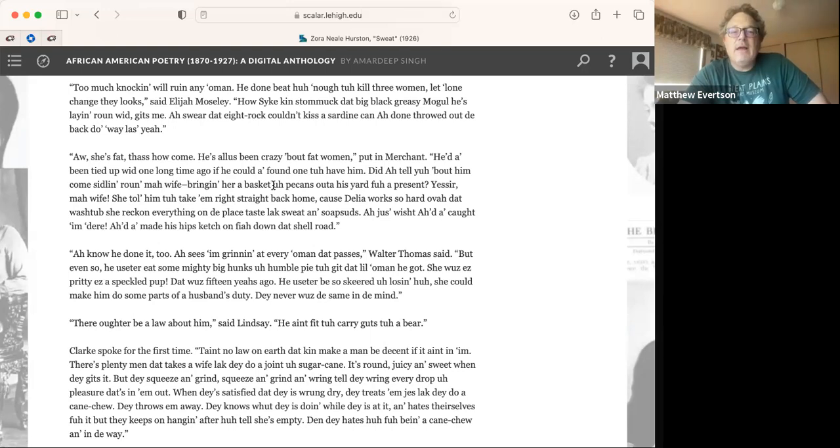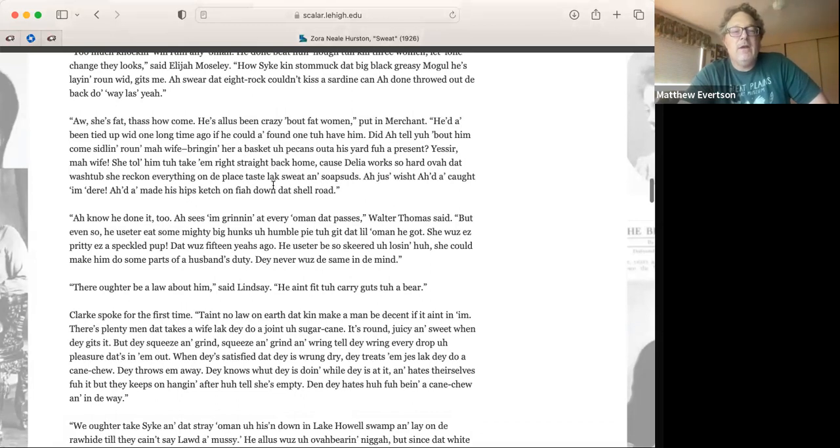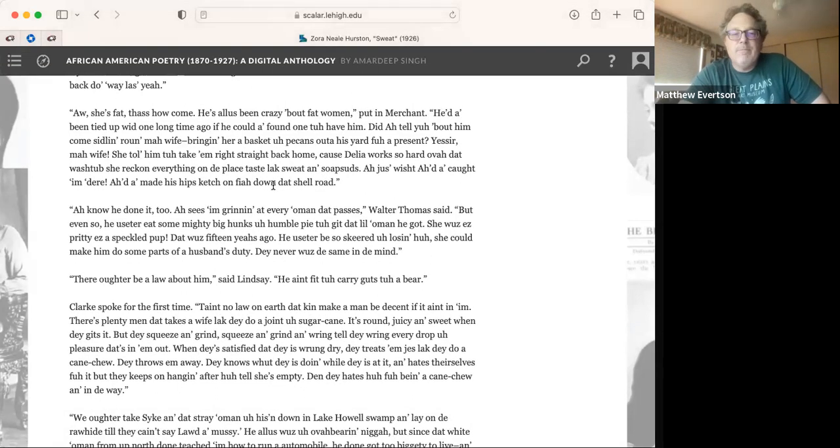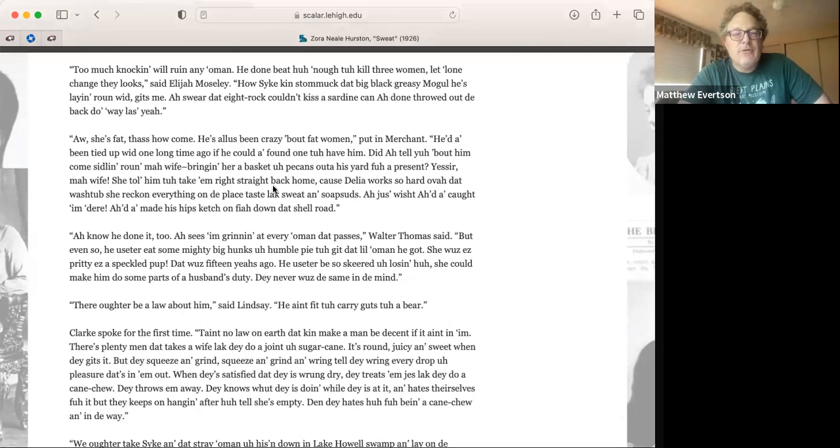I swear that 8 Rock couldn't miss a sardine can of done throwed out the back way last year. She looks bad. She's been abused so much.